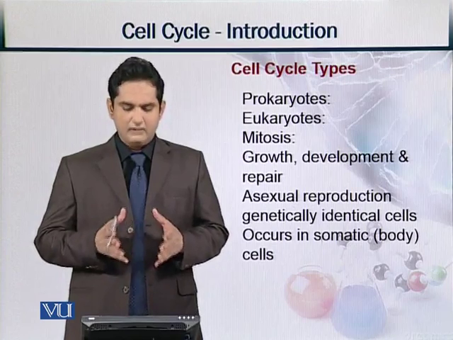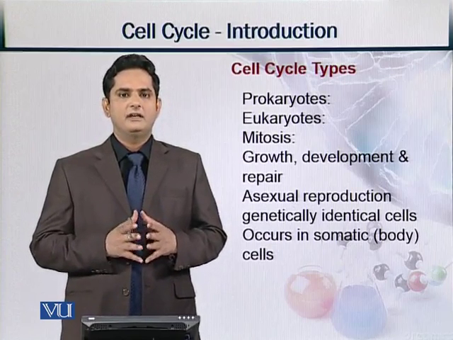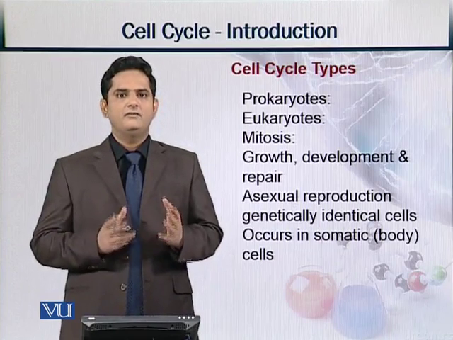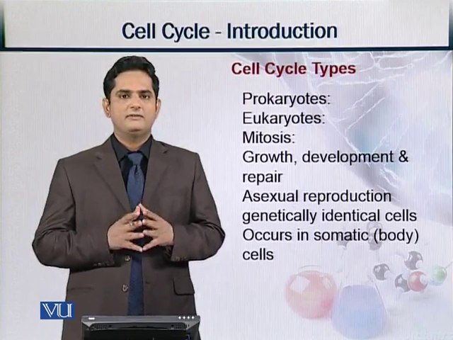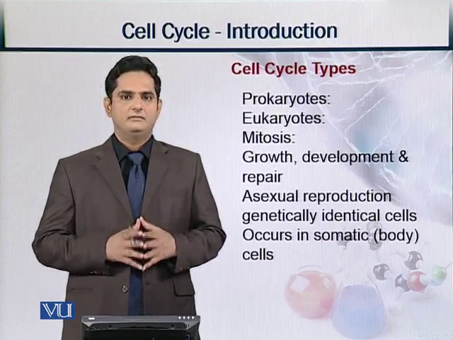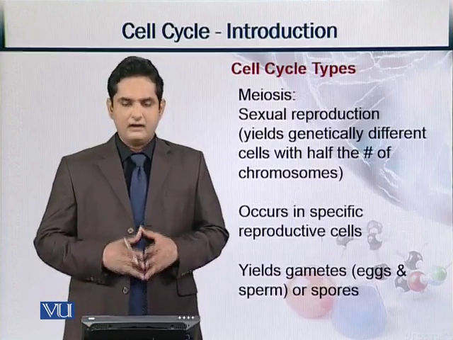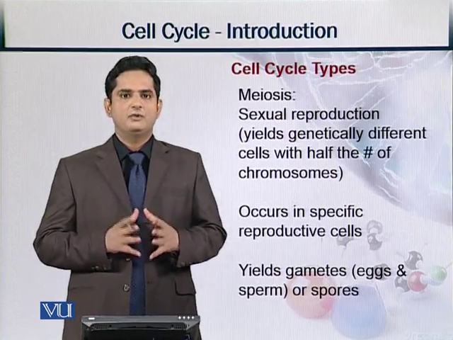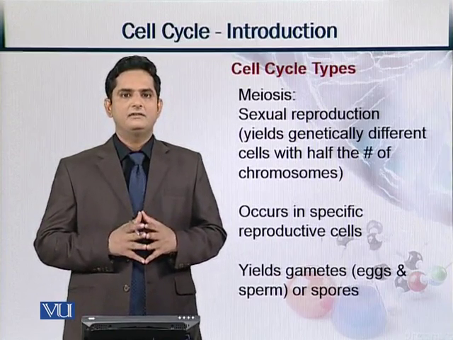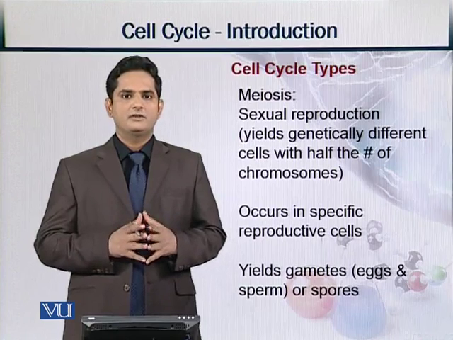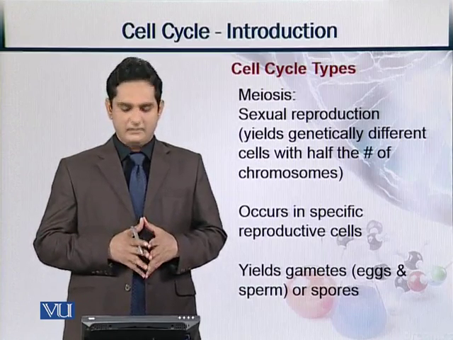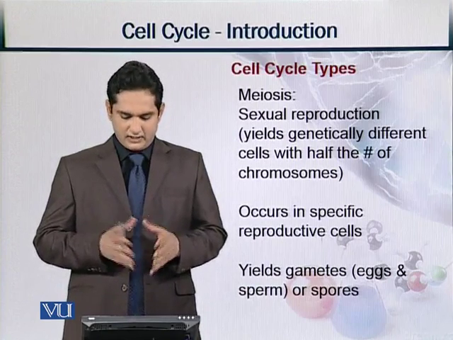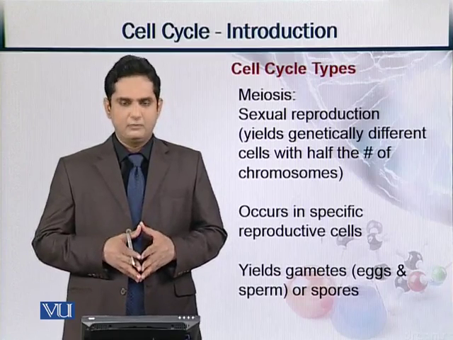For example, I said there are two types of cell cycle. One type is mitosis, which is basically asexual reproduction, in which two cells are produced which have the same genetic structure as their parent cell. On the other hand, the second type is meiosis. What happens in meiosis? It is basically sexual reproduction, which yields genetically different cells with half the genetic information from one parent and half the information from the other parent. So they occur in specific reproductive cells such as eggs and sperms or spores.